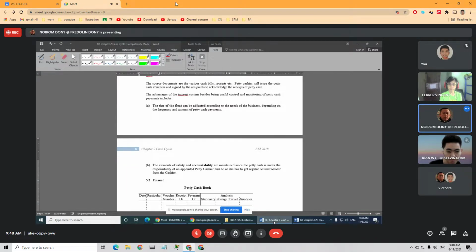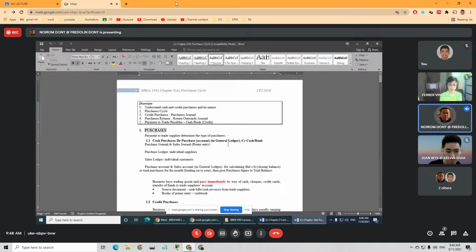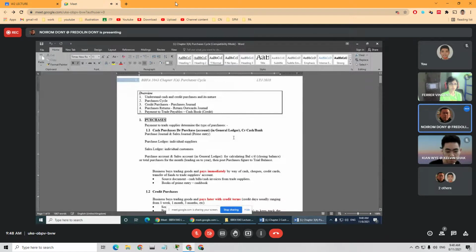All right. So if no question, then we continue with purchases cycle. Okay. So look at the learning outcome. These are the areas that you will be tested, so you must understand each one of them. You need to understand cash purchases and credit purchases and their nature, and then what are the items involved in the purchases cycle.